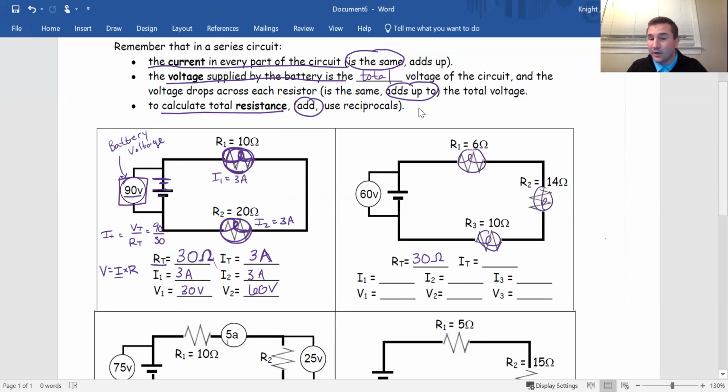To figure out current, we know total voltage, right? This over here, this is VT, right? Because the battery voltage is the total voltage. So we have total voltage is 60. We have total resistance is 30.